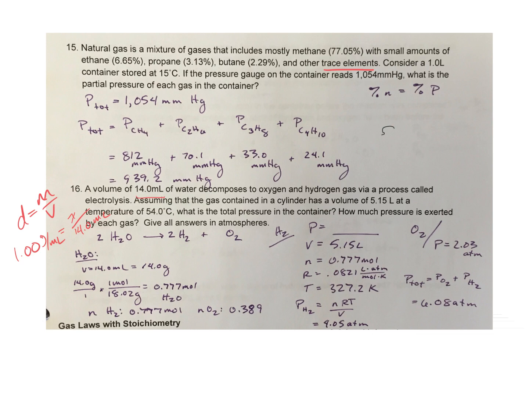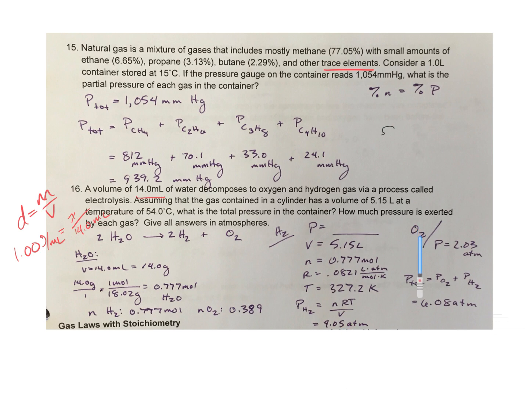The rest of the variables are given in the equation, and so 5.15 liters and 0.777 moles of hydrogen are present. Because we're reporting the answer in atmospheres, this is the R value we should use. The temperature must be converted into Kelvin, and then you can use the ideal gas law to determine what is the partial pressure of hydrogen.